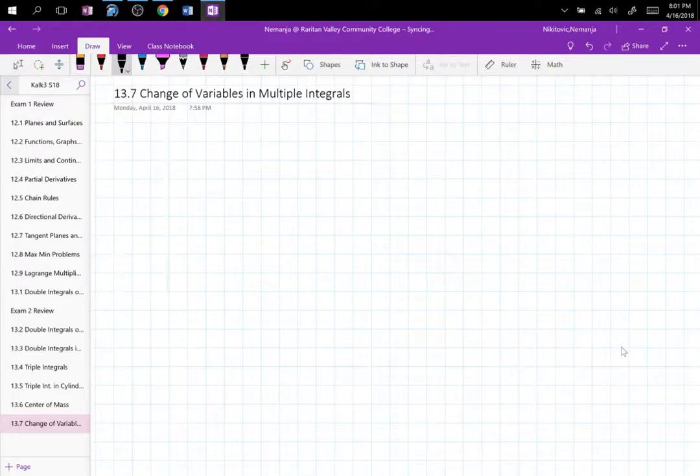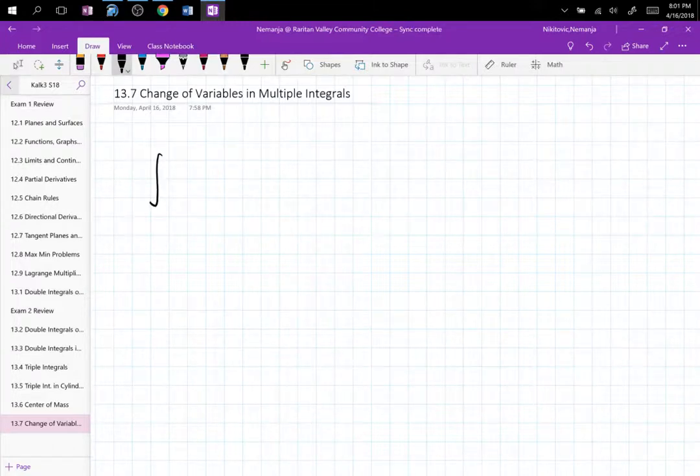Technically, what we are doing is u-sub. So what is 13.7? 13.7 is u-sub on steroids, which means u-sub for 2D, 3D integrals, and so on. It can be done in any dimension. So, where do I begin? First, a review of what the u-sub means from Calc 1.